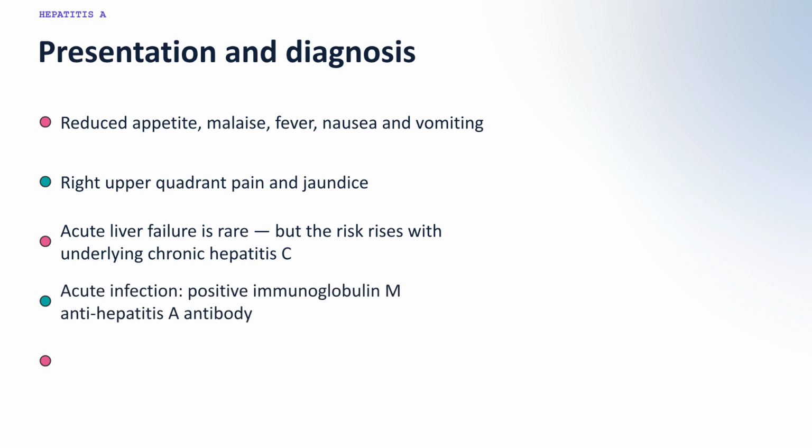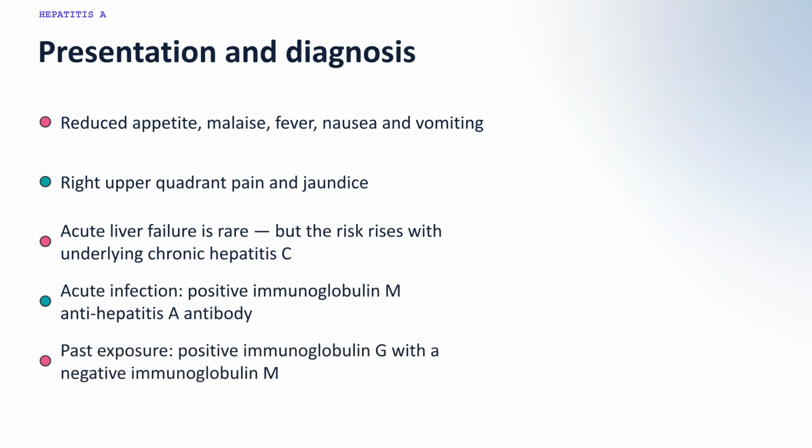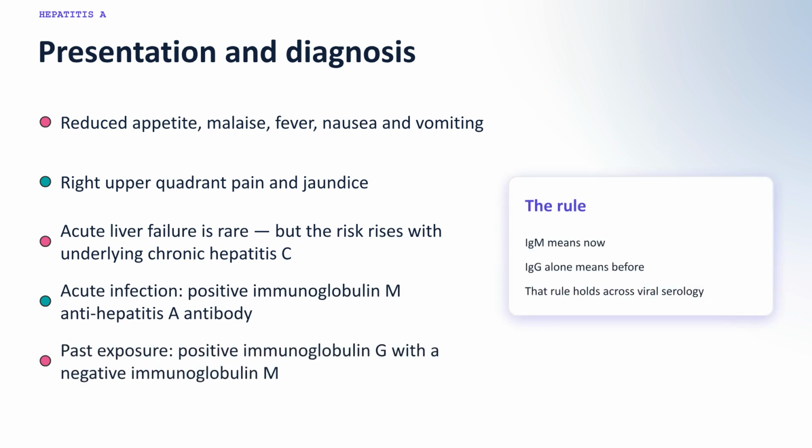Diagnosis is simple. Acute infection means a positive immunoglobulin M anti-hepatitis A antibody. Past exposure means a positive immunoglobulin G with a negative immunoglobulin M. Immunoglobulin M means now. Immunoglobulin G alone means before. That rule will serve you across all of viral serology.